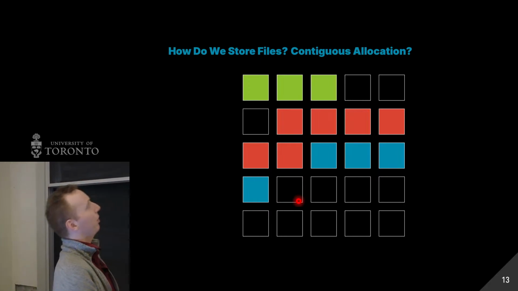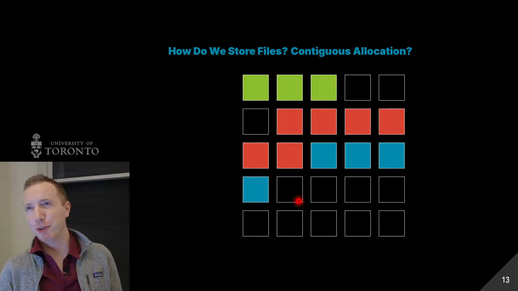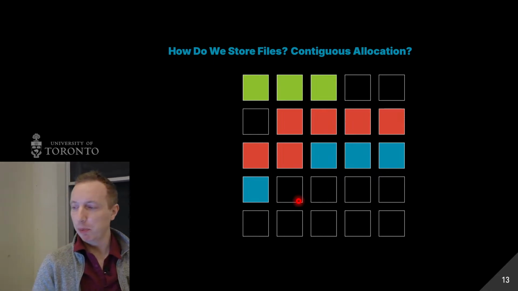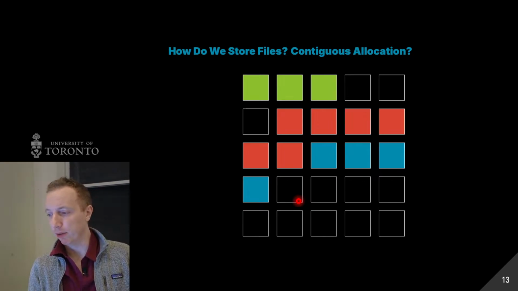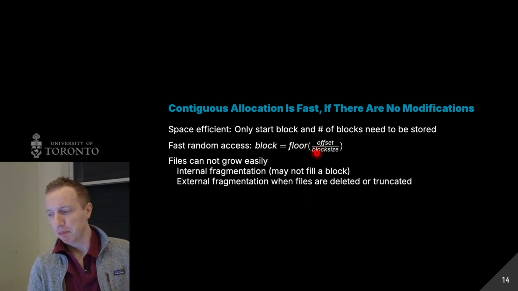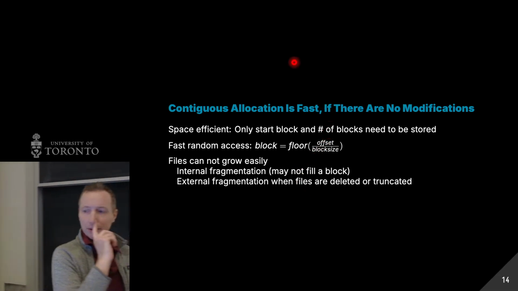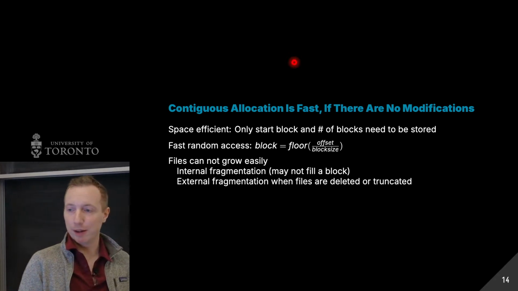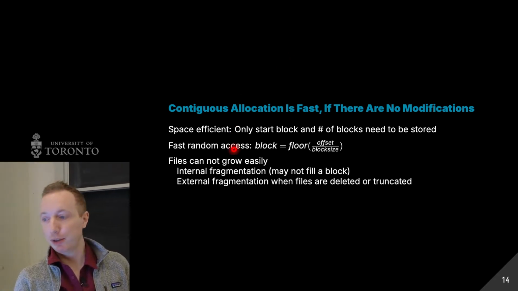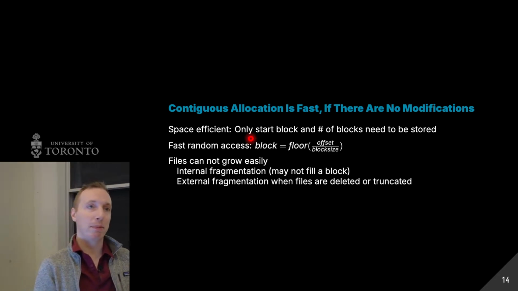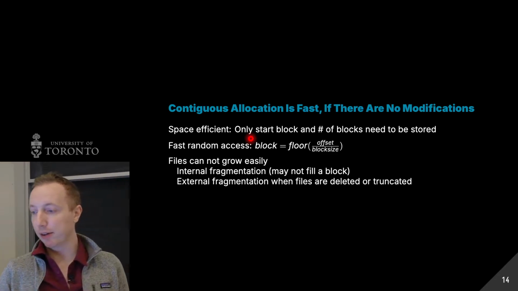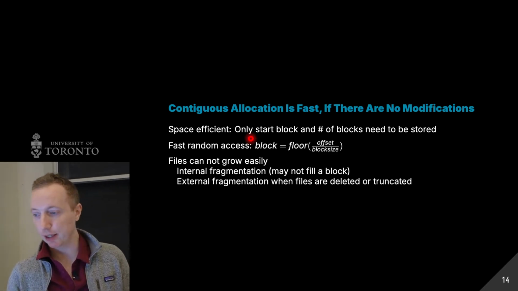We can probably steal some ideas from virtual memory a little bit and come up with a better way to describe the contents of a file. So, the nice thing about contiguous allocation is it's fast, as long as you don't modify the file or anything like that. It's really space efficient, so to describe where the contents of a file is, I only say what block it starts on and the number of blocks it actually takes to store.